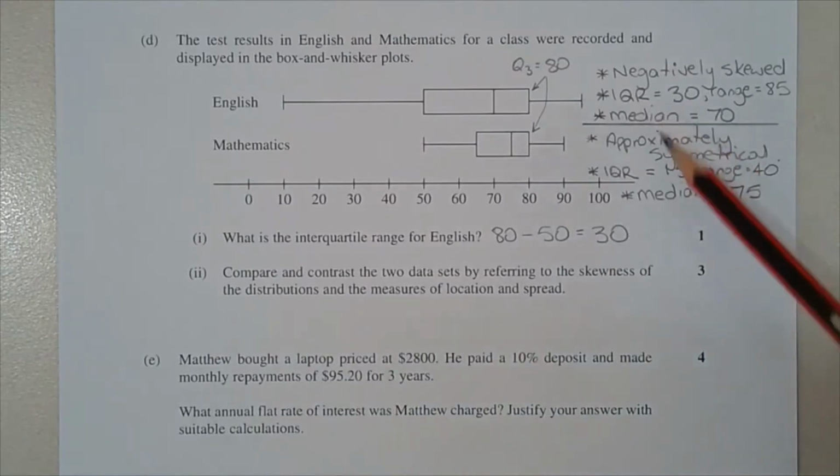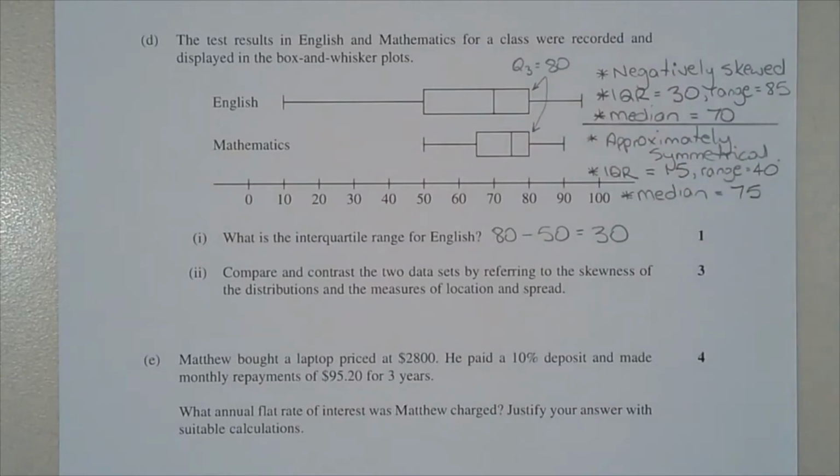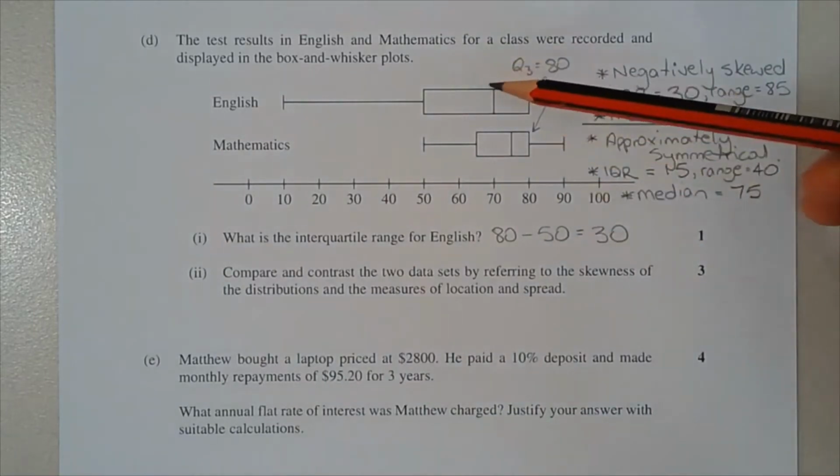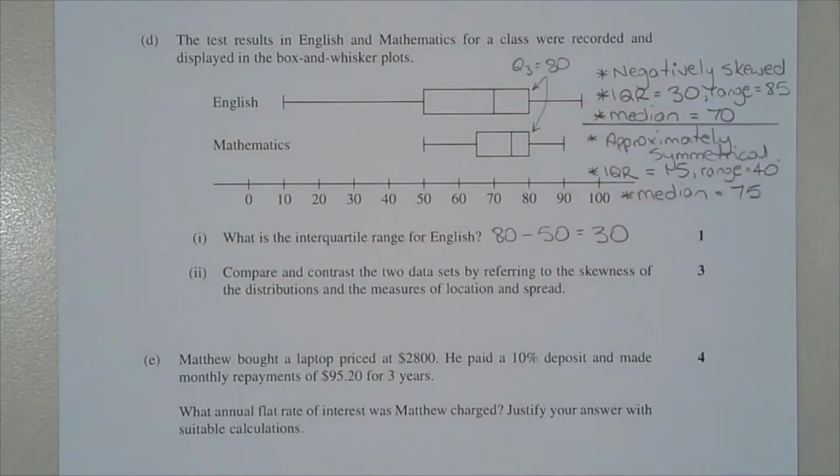Now let's consider the medians. So the medians of both are approximately equal to each other. There's not much in it. So the median for English is 70 and the median for mathematics is 75. So we could say that the middle part of the distribution, or the center scores, are roughly equal to each other.